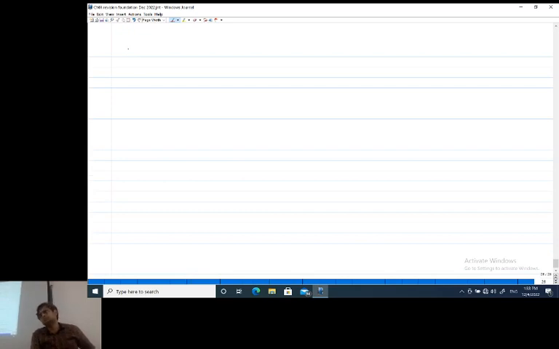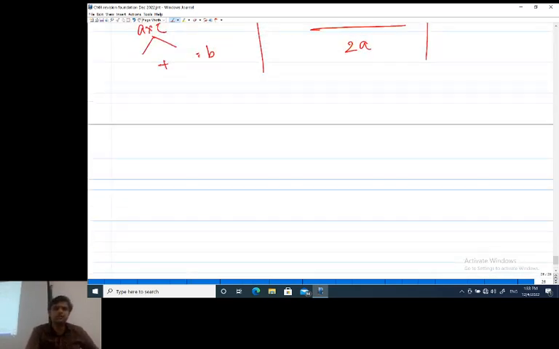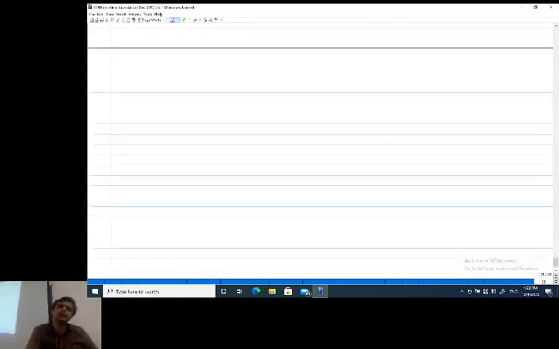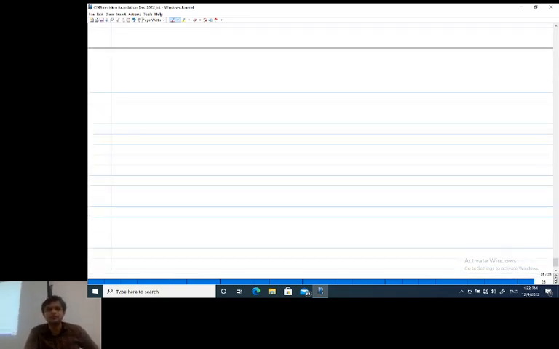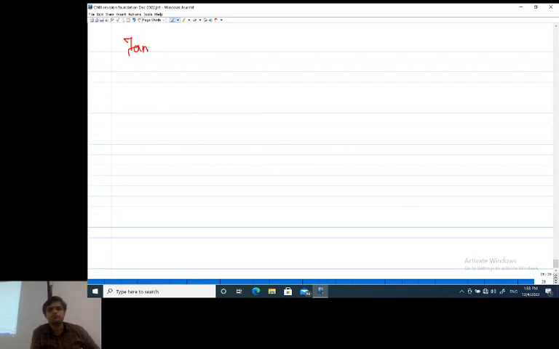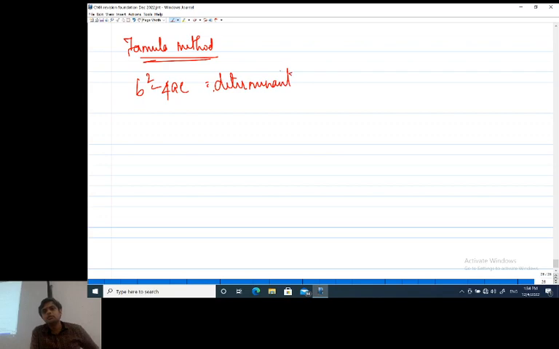Apart from this, there is another way in which you can figure out certain qualities in the equation. This is derived from the formula method. Without even finding the roots of the equation, you can identify certain qualities of the roots using the factor b squared minus 4ac. This is called the determinant, because it determines the nature of the roots in the equation.